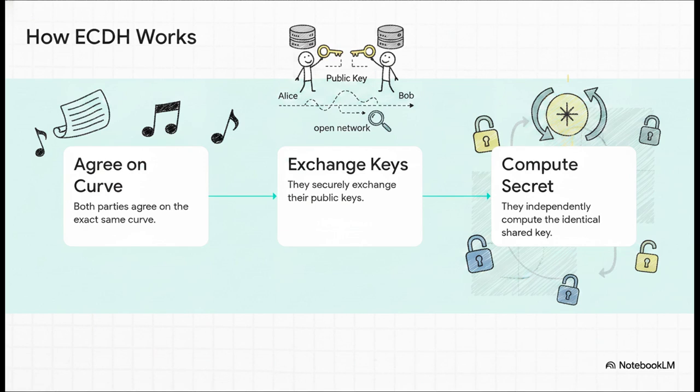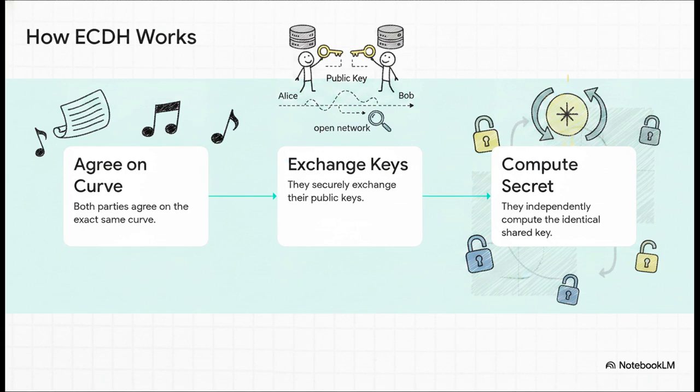Step 1, they agree on the curve. They pull out the same sheet music. Step 2, they exchange their public keys over the open internet. Now, spies and attackers can absolutely see these public keys in transit, and that is perfectly fine. Step 3 is the magic.